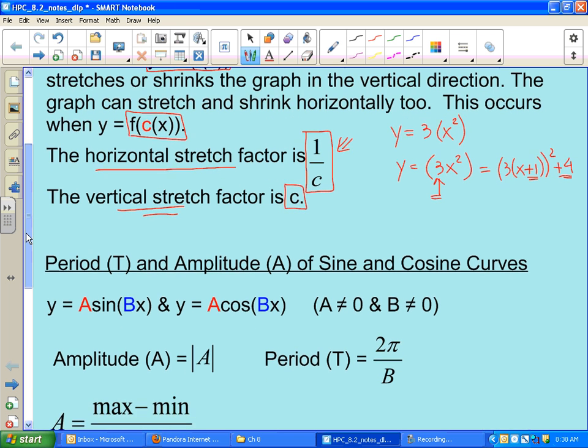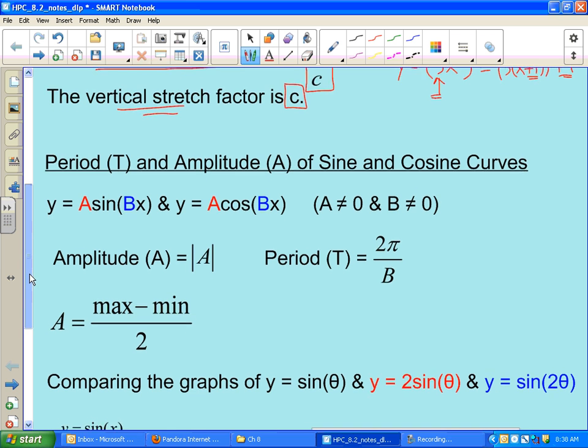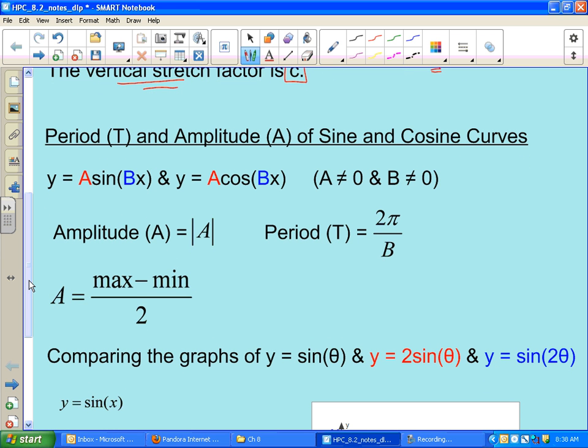Now we're going to talk about them with sine and cosine because these are called periodic functions. They have a repeated pattern, making it periodic. We talked about it in the last section, but we're going to introduce period to you, and we're going to talk about amplitude. Period is how long it takes for a function to go through what is called its cycle. And a cycle would be the pattern that repeats.